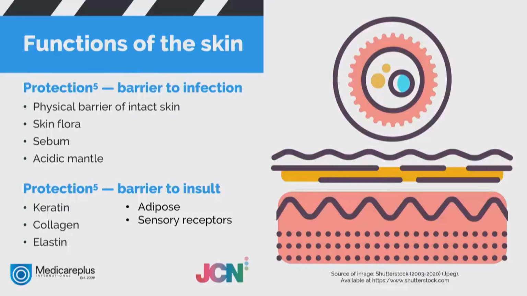So let's look at some of those functions. The biggest function is protection. So it protects us in a number of ways. The first one is that it's a barrier to infection. So it's a physical barrier of intact skin across the skin surface. We produce skin flora. That skin flora is a milieu of controlled commensals that lie across the whole surface of our skin and plays a protective role against opportunistic bacteria that may be trying to get into the skin surface.